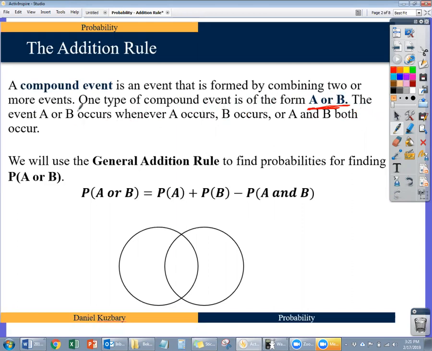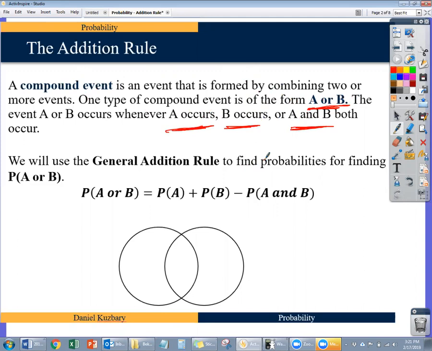So the event A or B occurs whenever A occurs, so that's one thing that could happen, or B occurs, or A and B occurs. So the word or suggests it's either this one or that one or both of them. All three of these could happen, and we still have the event A or B occurring. So that's what we mean by A or B. This is a special kind of compound event. I'll show you another one in another video, but specifically we're looking just at the A or B.